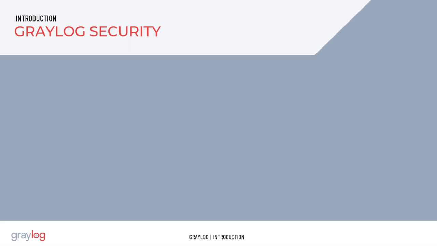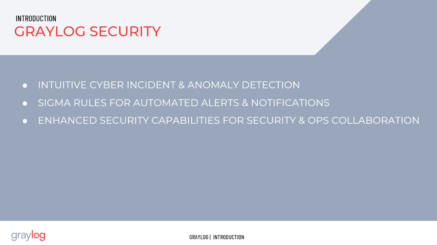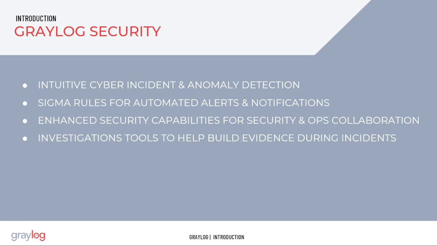Here are some highlights of what you'll get with Graylog Security. Intuitive cyber incident and anomaly detections, Sigma rules for automated alerts and notifications, enhanced security capabilities for security and ops collaboration, and investigation tools to help build evidence through your incident discovery.